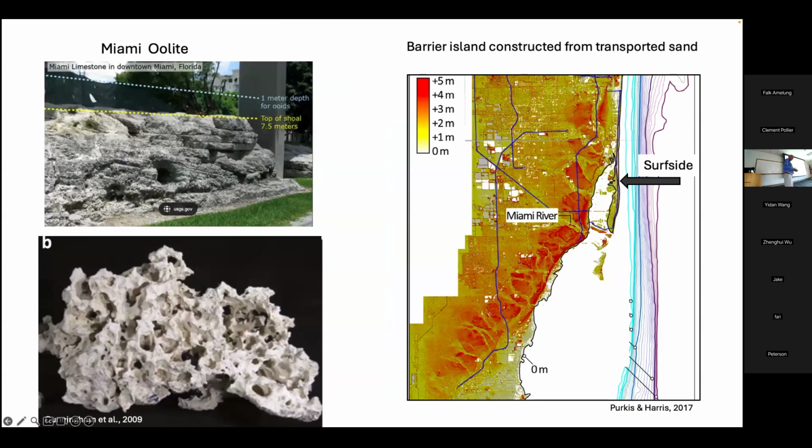And what does the Florida geology look like? Well, in most areas we have limestone, of course, here the Miami Oolite. In other places, the limestone has significant voids, and that is this part, what is it called, the coastal ridge. But Surfside and Miami Beach itself are on barrier islands. The barrier islands were constructed from transported sand, which was brought in from the north.